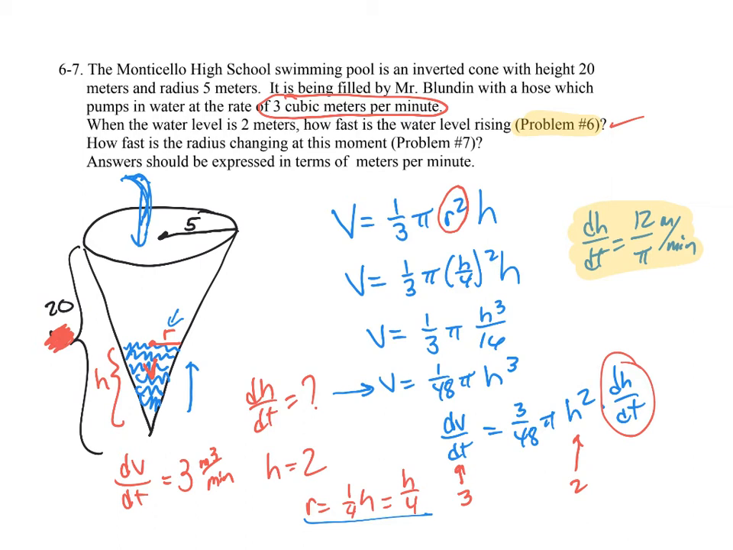Now, for problem 7, just so you know, I don't need to redraw the picture or even redo the setup because they say they want to know the dr dt at that moment. So I'm going to work with this equation down here to find the relationship between dh dt, which I know is 12 over pi, and dr dt, which I currently don't know. But that's the only thing I need. I need to know that r equals h over 4, and I need to know that dh dt is 12 over pi. Remember that our h is 2 at this moment. So let me go to another screen and we'll wrap up number 7.